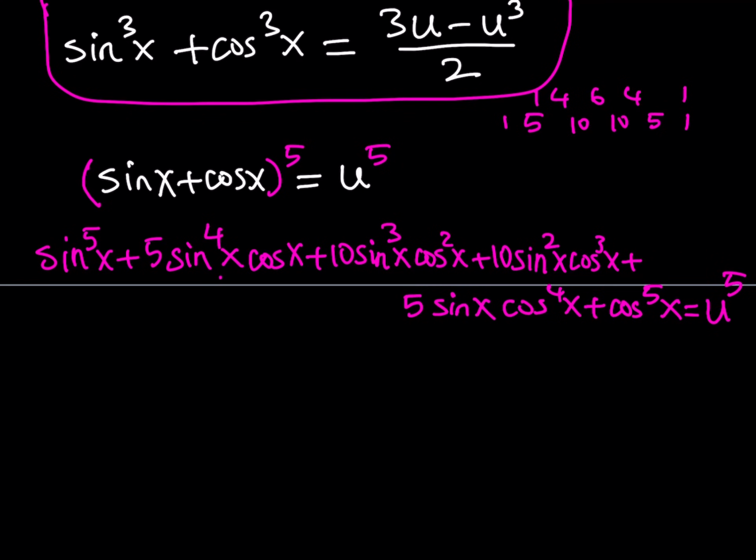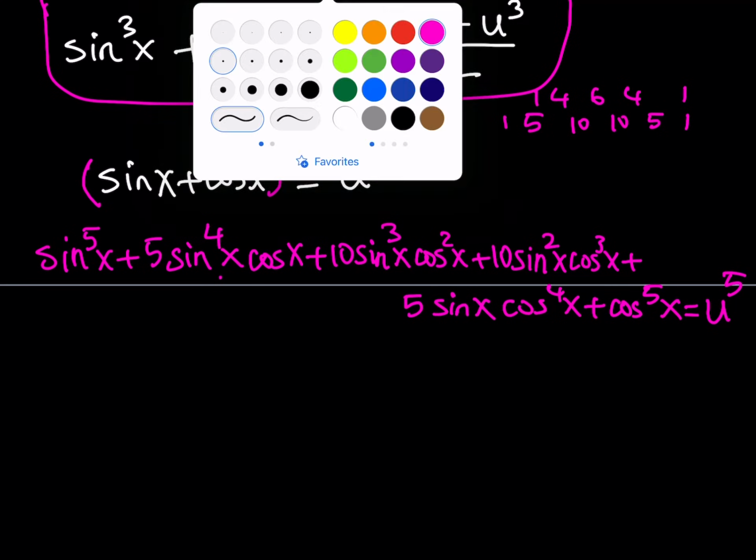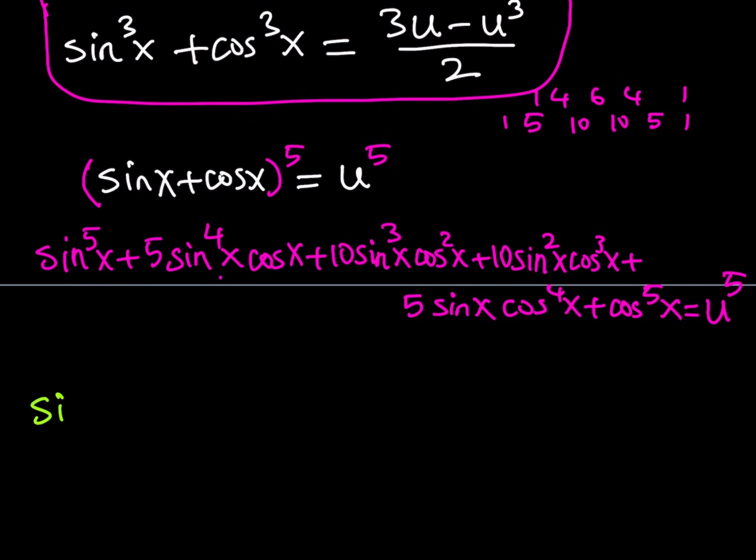Okay, so now what I'd like to do is, because my goal, remember, in my original equation, I have sine x to the 5th power and cosine x to the 5th power. So I want to put the first and the last terms together, which of course makes sense, right? So let's go ahead and do that. I'm going to write it as sine x to the 5th plus cosine x to the 5th. Cool. Now, those two are taken care of.